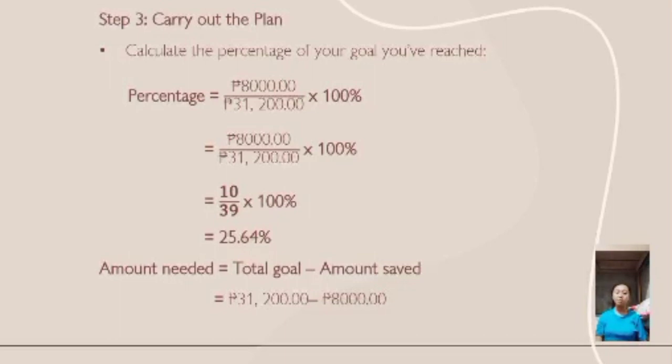Kung kailangan naman i-convert natin siya sa pera, we have the formula of amount needed, which is the total goal minus amount saved. So, sa total goal natin, we have 31,200 pesos. Ima-minus natin or isa-subtract natin siya doon sa 8,000 pesos. So, kinakailangan pa ng pera na 23,200 pesos para makabili ng laptop. So, kung sa percentage ang pag-uusapan, meron tayong 25.64% pa lamang na naipon para makabili ng laptop. And then, kung sa total amount talaga, kung pera ang pag-uusapan, kinakailangan natin ng 23,200 pesos pa.